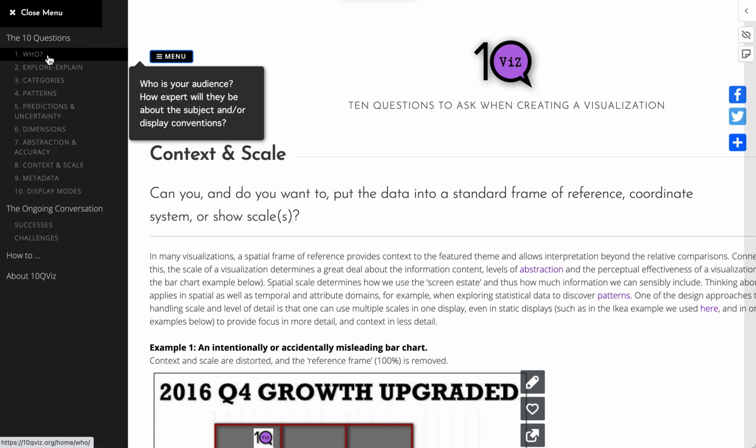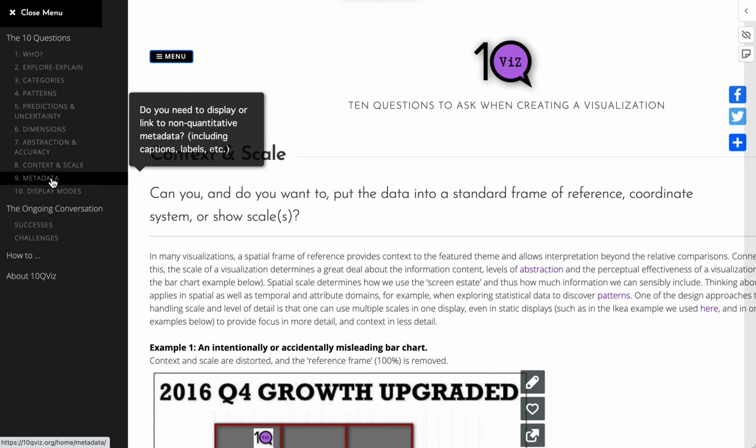So let me just go back to the last one of the questions that I haven't talked about, which is metadata. And so this is urging people to think about how to include quantitative or non-quantitative additional information like captions or labels on a graph and whether those are necessary and how best to do that.